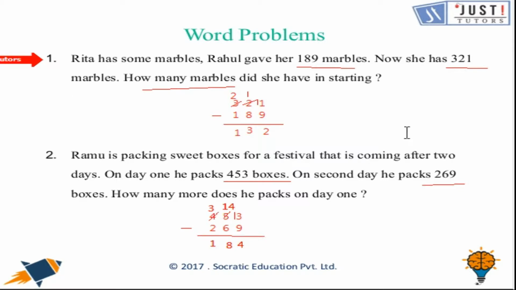So we'll start with question number 1. Rita has some marbles. Rahul gave her 189 marbles. Now she has 321 marbles. How many marbles did she have in the starting? All right. So here, which operation will we do? We'll do subtraction. We'll do 321 take away 189. Now the answer comes out to be 132. In the same way you can try question 2, and for question 2 the answer comes out to be 184.